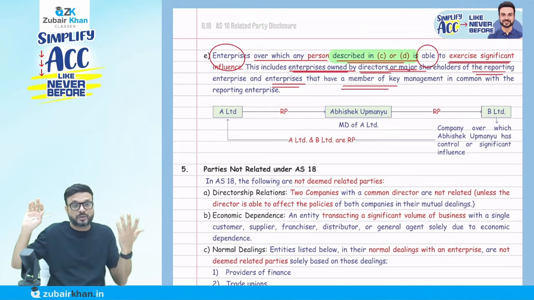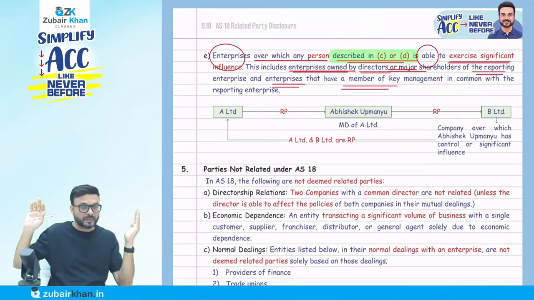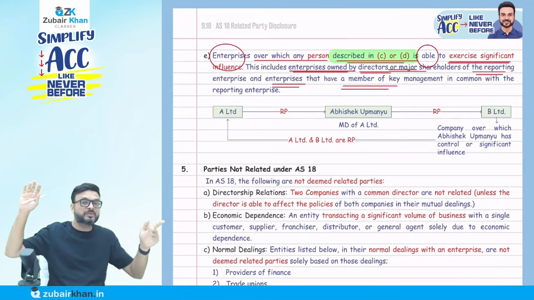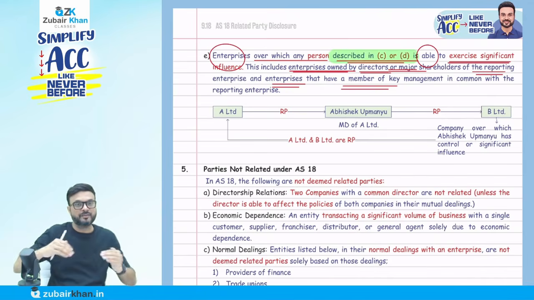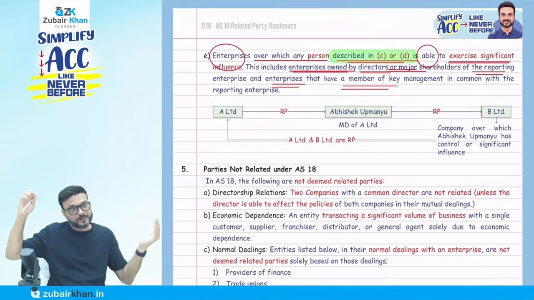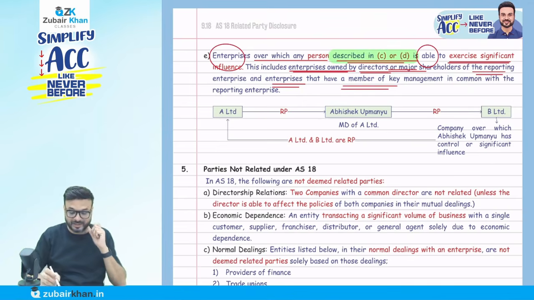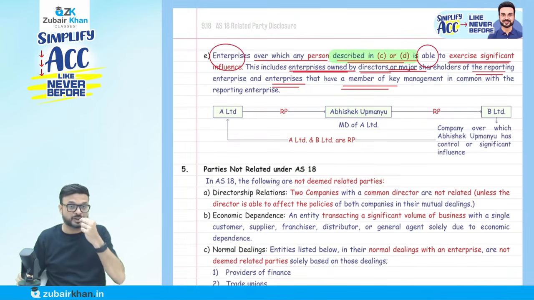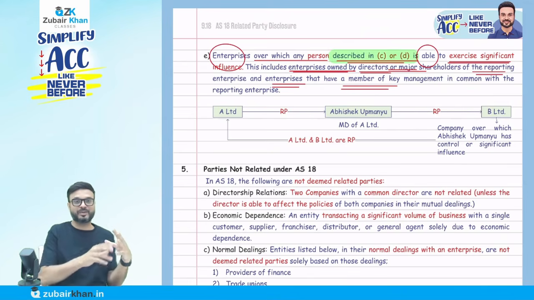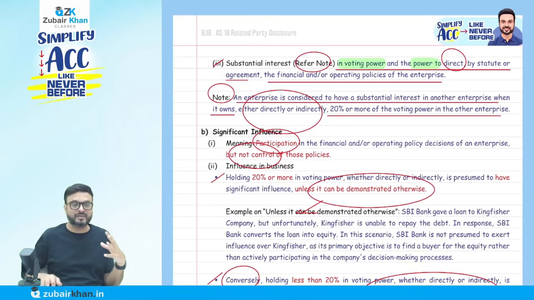So what is going to happen in that case? They say if any transaction happens between the company in which I am MD and any other company in which I have control or significant influence, or in which my relative has significant influence, then because I want to make a profit for that company, maybe for myself or my relative, they are also related parties. So the transaction between A and B has to be considered a related party transaction. Done.